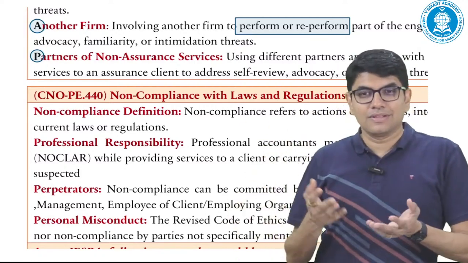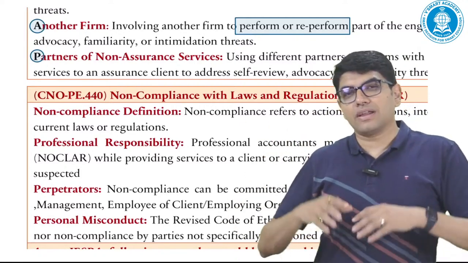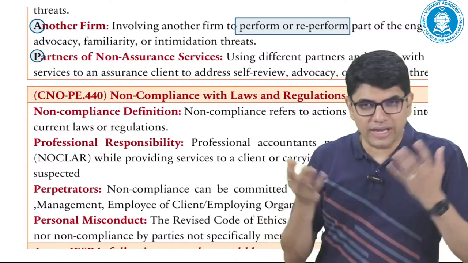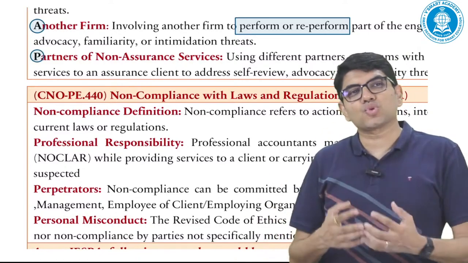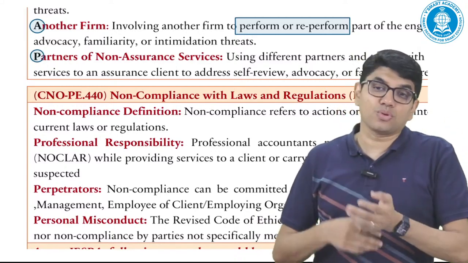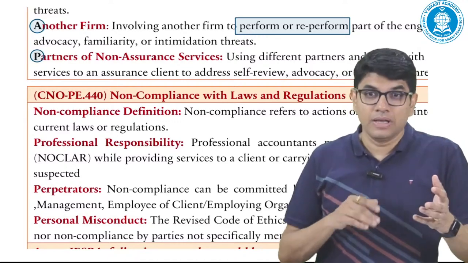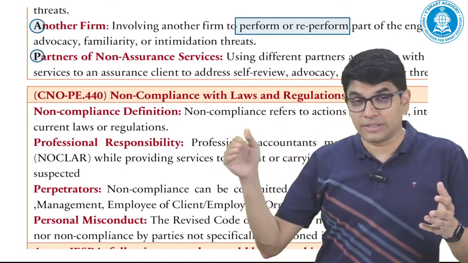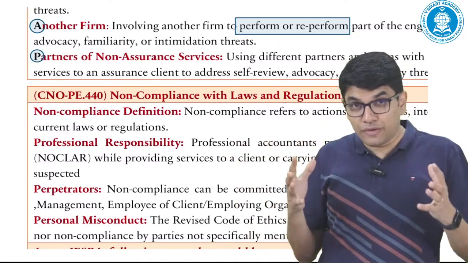This can happen. So in a Big Four, there are different departments, different entities. Like PricewaterhouseCoopers Limited is a consulting arm. They are helping to get the shares listed, and the audit firm is doing audit. So there's a conflict of interest.